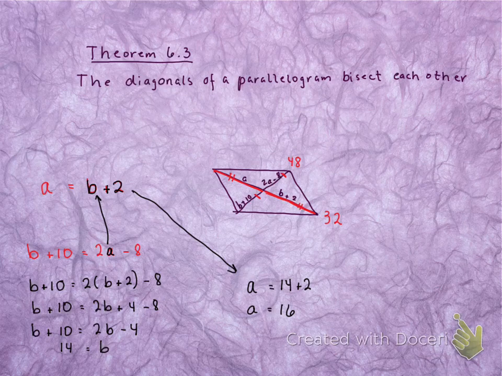And actually, I drew that orientation incorrectly. Obviously, 48 is the longer diagonal. So that should have been drawn like this instead. But either way, 48 is the longer diagonal, 32 is the shorter one. Either way, use the fact that the diagonals bisect each other or cut each other in half.